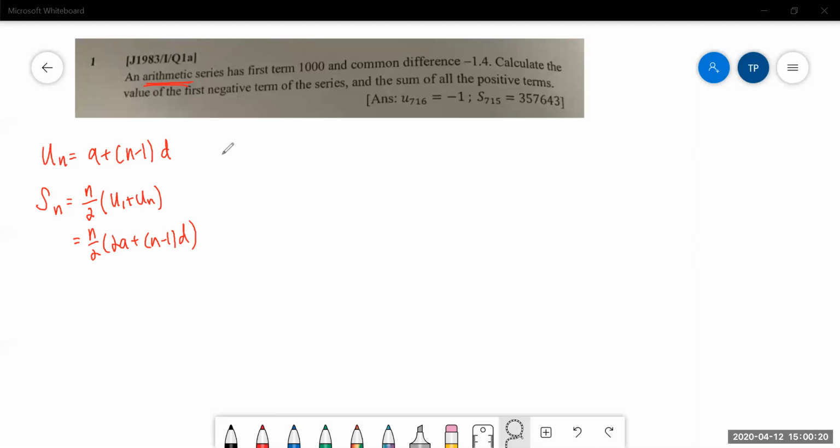Okay, so an arithmetic series has first term 1000. So from here, we can tell that a is 1000. Common difference minus 1.4, so d equals minus 1.4. Calculate the value of the first negative term of the series and the sum of all positive terms. Okay, so there are two things we need to find. First, the first negative term of the series. How do we find that?